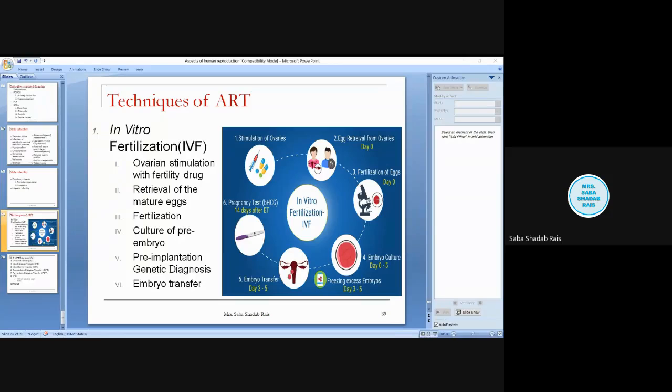Then they give the HCG injection, which helps to control the timing of ovulation very precisely. Once the ovarian stimulation drug is given, the next step is the retrieval of the mature eggs. This is the second step.